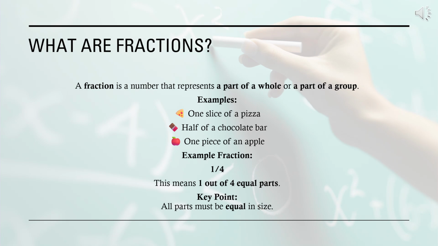What are fractions? A fraction is a number that represents a part of a whole or a part of a group. Examples: one slice of a pizza, half of a chocolate bar, one piece of an apple. One example of a fraction is 1 by 4. This means 1 out of 4 equal parts. A key point is that all parts must be equal in size.